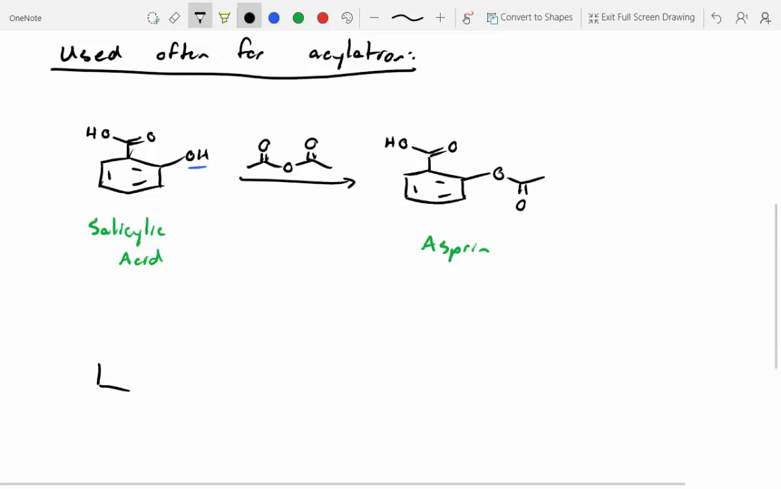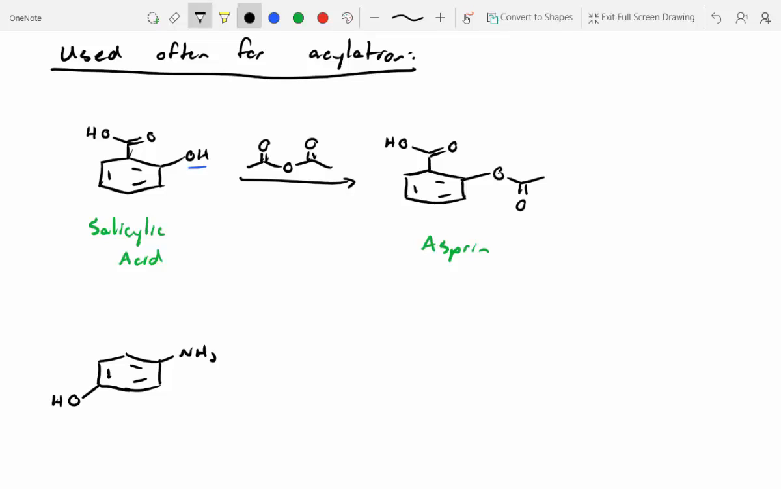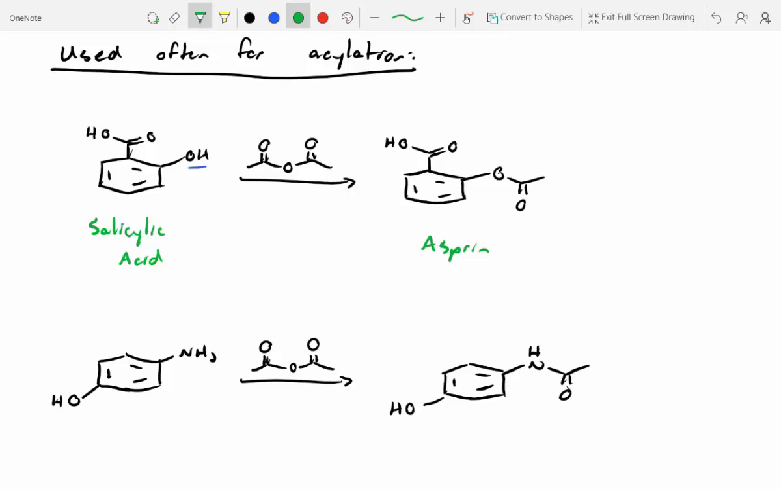The next one that's common is where you try to acylate this starting material. But now the question is, what do you think is going to be more nucleophilic, the nitrogen or the oxygen? Nitrogen, right? If you guys remember our trends for nucleophilicity, we said that the more electronegative the atom is, the more tightly it's going to hold its lone pairs. Because nitrogen's less electronegative, that means it's going to be more nucleophilic, and we can acylate that nitrogen. And we can use this to make Tylenol.